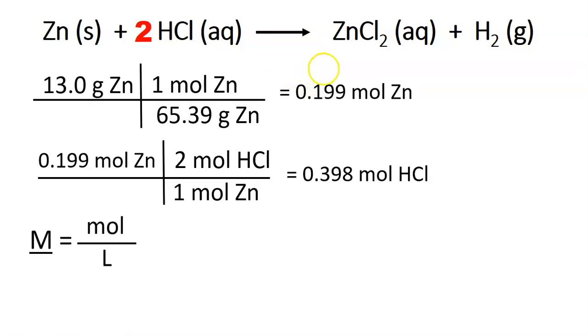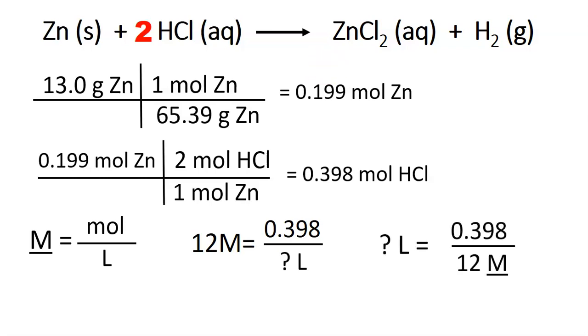Since molarity is moles per liter, we just plug in the numbers that we know. I know that I have 12 molar. I know that I have 0.398 moles required. I do not know how many liters. So I'm going to do my algebra trick, and we just cross multiply and divide to get the unknown all by itself. It'll look like this.